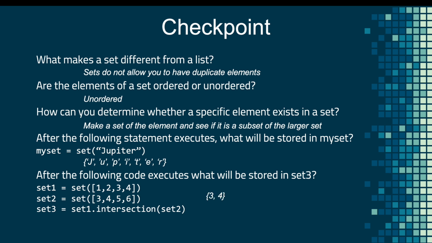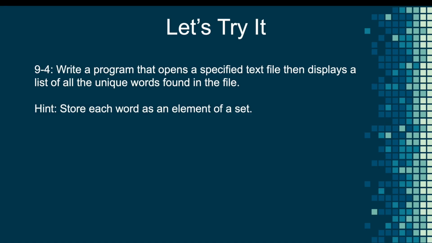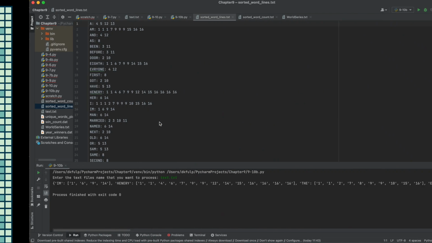Okay? All right, so let's try this one together. Let's go ahead and write a program that opens a specified text file and then displays a list of all the unique words found in the file. So a little hint here, of course, we're talking about sets, so we should store each word as an element of a set. So let's go over here.